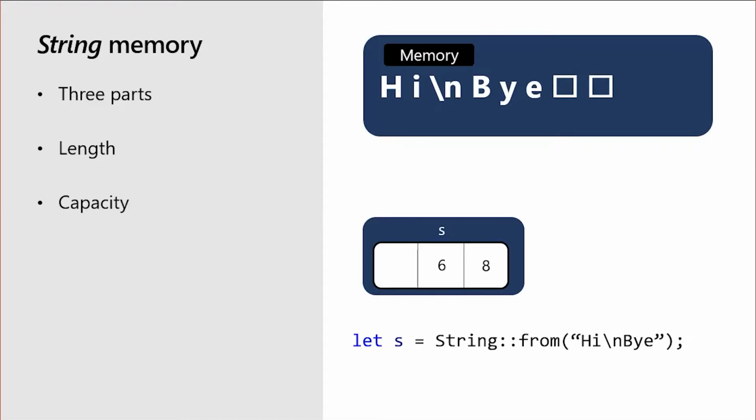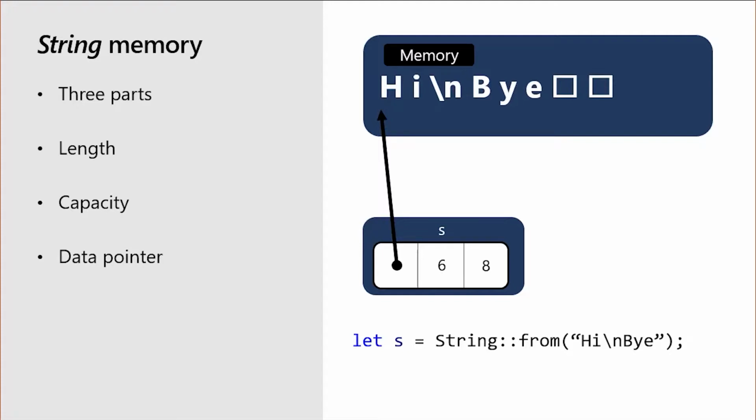Next, the string has a capacity, or how much room in memory is reserved for this string to use before we need to allocate even more memory. 8 bytes in this case. If our string grows by 3 more bytes, the string no longer has enough capacity, and the string will automatically allocate more memory. Finally, the string contains a pointer to the data it owns. The string points to the entire data it owns.